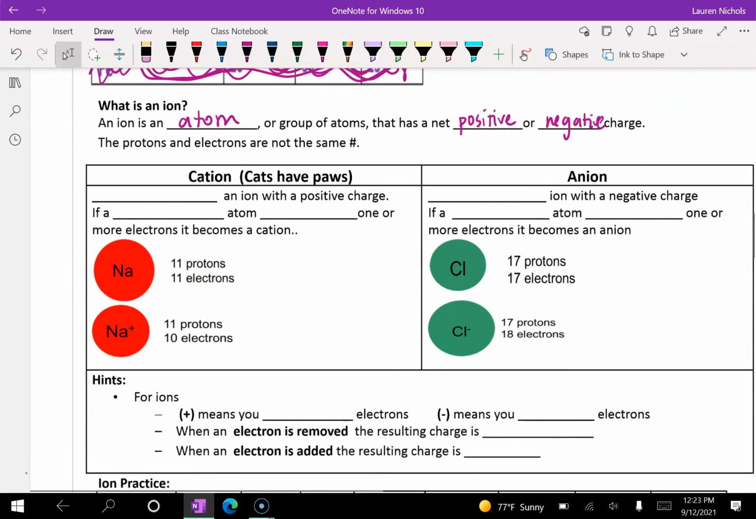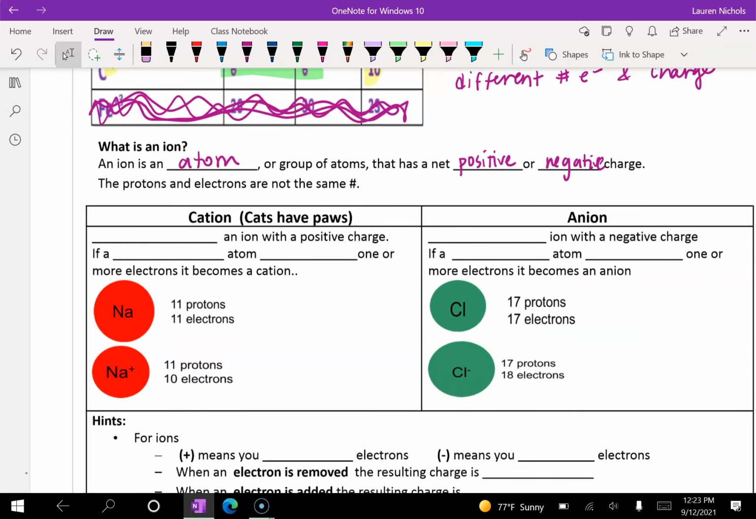And so there are two types of ions. There is a cation, which is an ion with a positive charge. One way to help you remember it is a cat ion. Cats have paws, so cations are positive. It's cheesy, but it might help you remember.